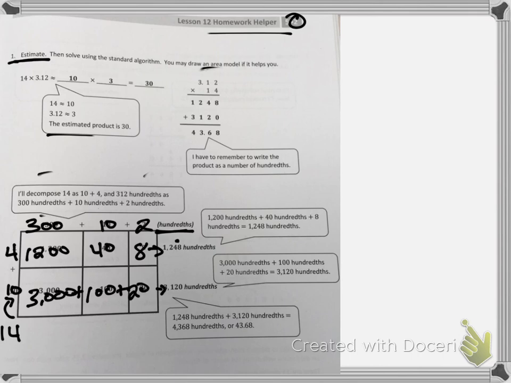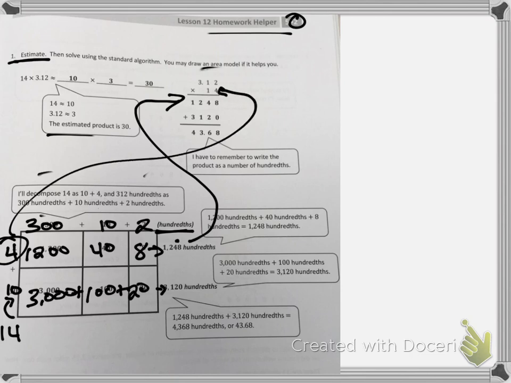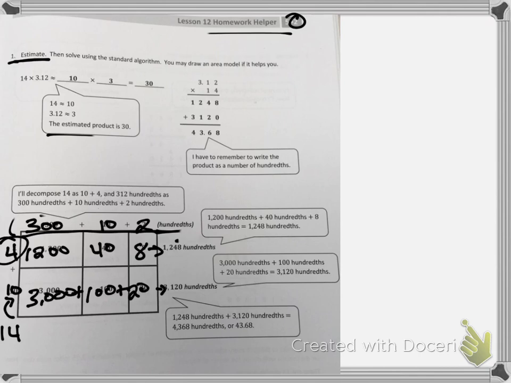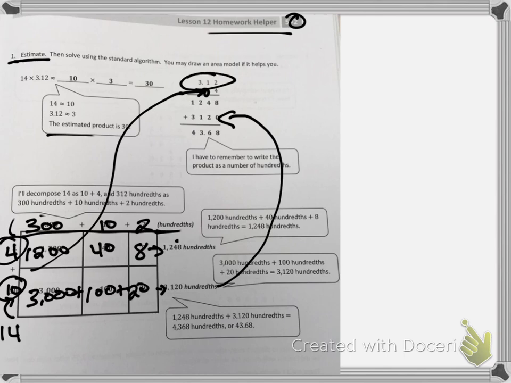So this partial product corresponds to this partial product of 4 times 312. See, so we have 4 times 312. And then our next partial product of 3,120 corresponds to here, which is the 10 times 312. So we can easily see that. Now let's go ahead and go to the next page.